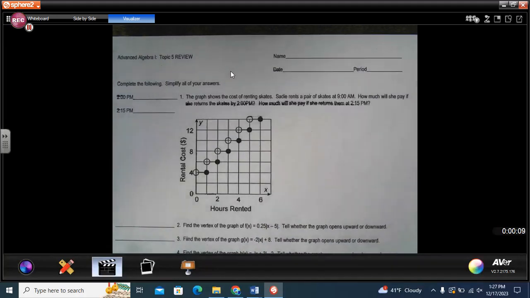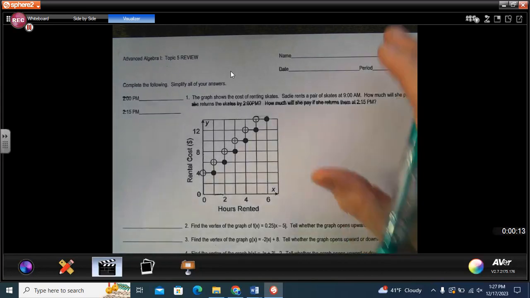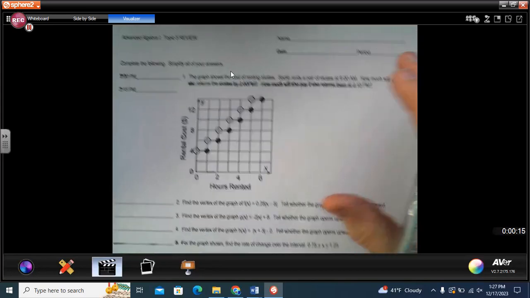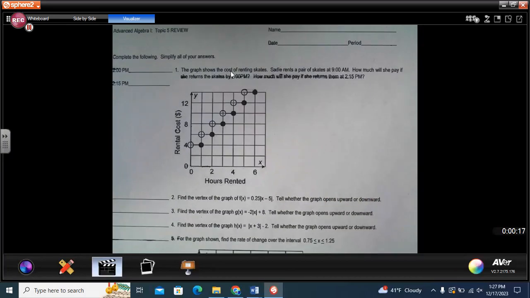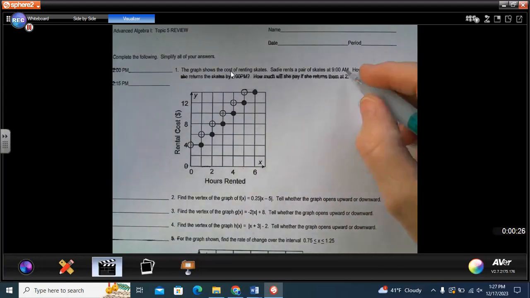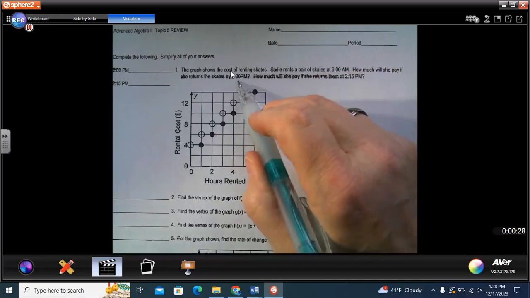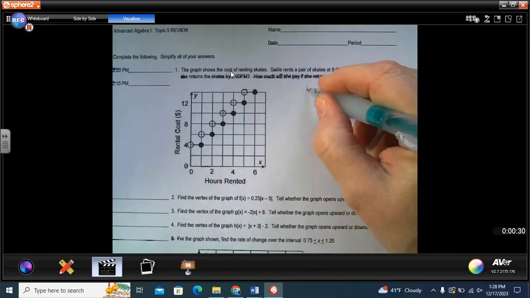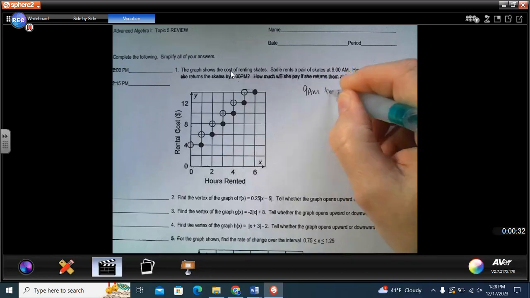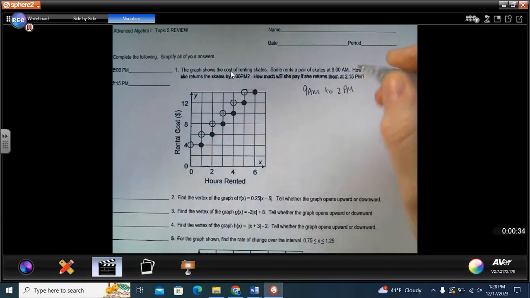This is a review worksheet for Advanced Algebra 1, Chapter 5 test coming up. The graph here shows the cost of renting skates, and skates are rented at 9 a.m. and returned at 2. So 9 a.m. to 2 p.m. is 5 hours.